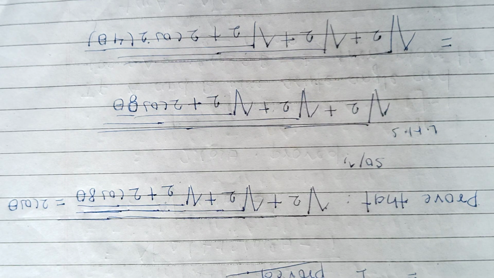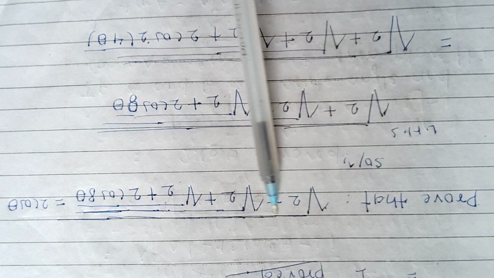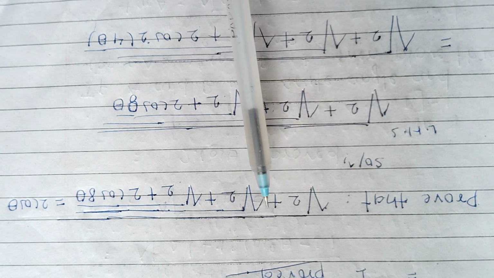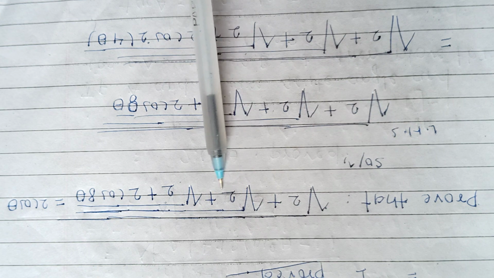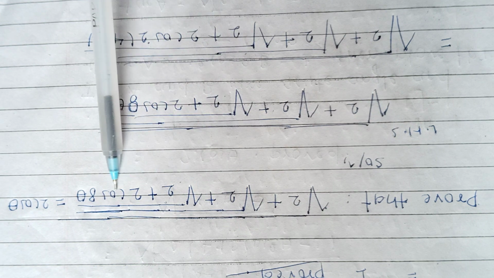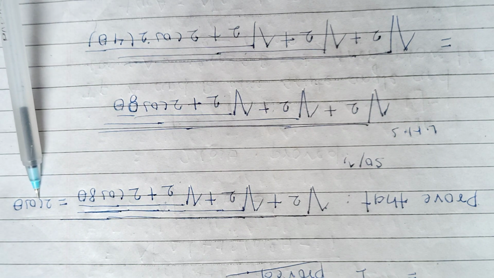Welcome. In this video we will solve the given question, and this is one of the difficult questions for class 10 in optional math. In this question, it is given: prove that root under 2 plus root under 2 plus root under 2 plus 2 cos 8 theta is equal to 2 cos theta.